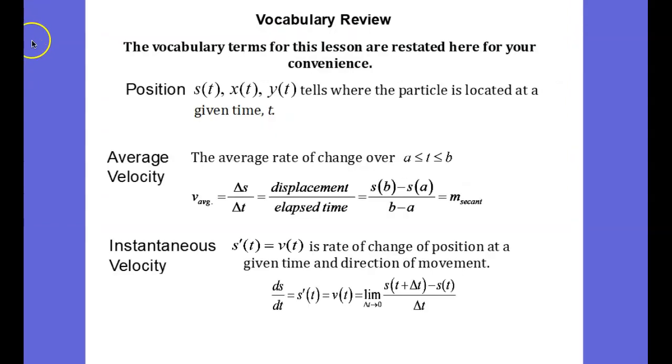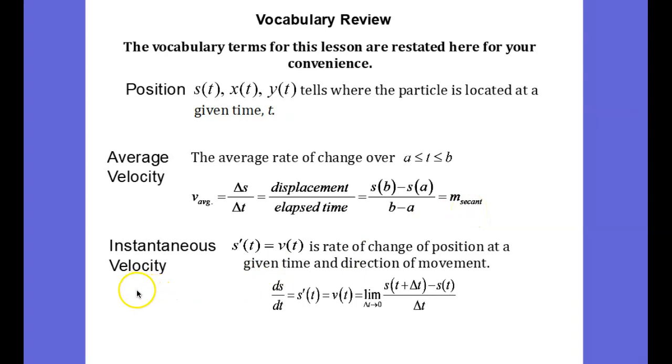In this lesson, remember that s(t), x(t), and y(t) are functions that give the position of a particle at time t. The change in position, delta s, is called displacement, and so average velocity is the displacement divided by elapsed time. This is equivalent to the average rate of change formula applied to position. Note that this is the slope of a secant line.